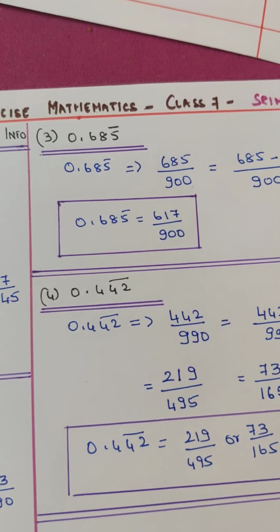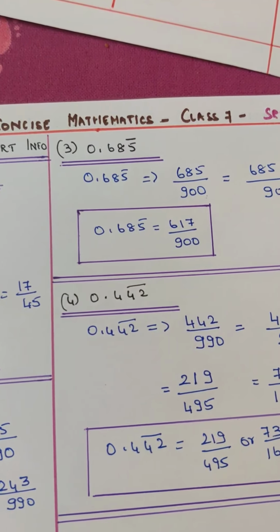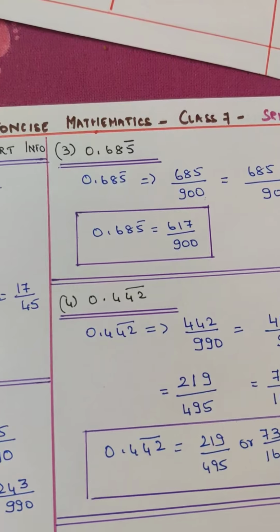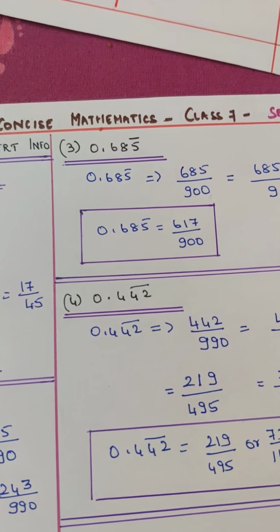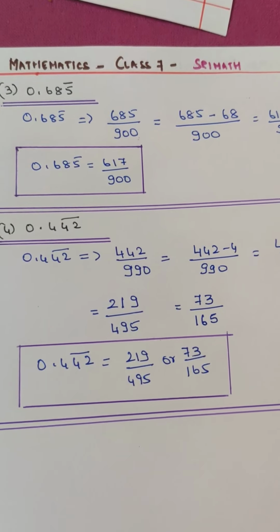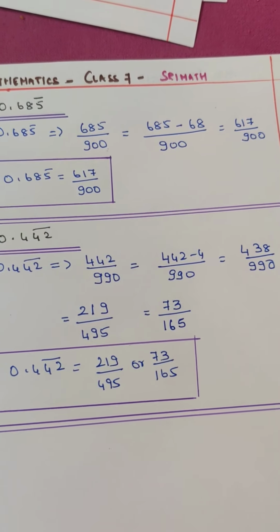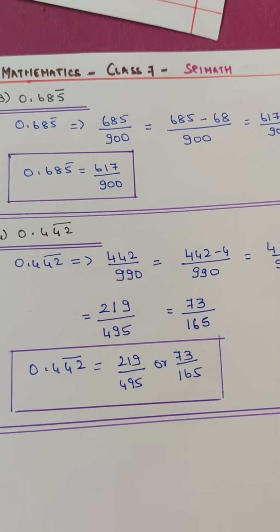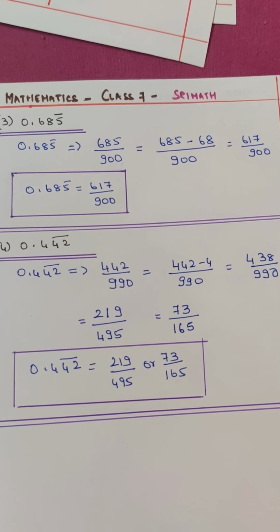Next one is 0.685 bar. The bar is just on 5. So, you get it as 685 by 900. That becomes 685 minus 68 by 900. That is nothing but 617 by 900. Just pausing for a few seconds.